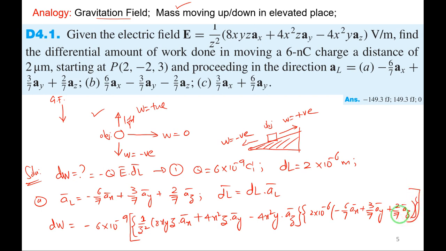Okay. I'll take my calculator before proceeding. I hope you also have the calculators. Okay, we'll calculate one by one. Right, first part we'll calculate.